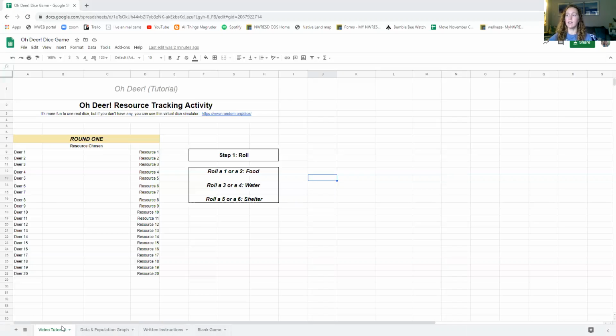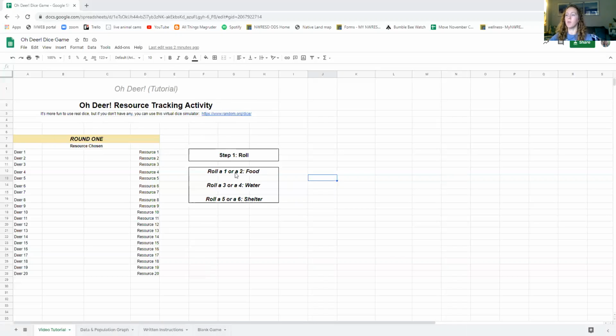So all you need to have is this worksheet open and a couple of dice. If you don't have any dice, that is totally fine. You can use this link, random.org/dice. And that's just a little online platform that's going to roll some random dice for you.